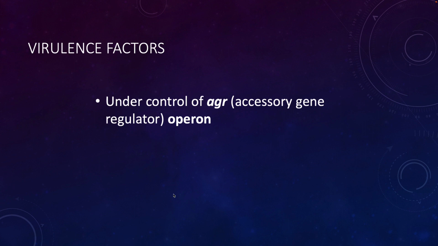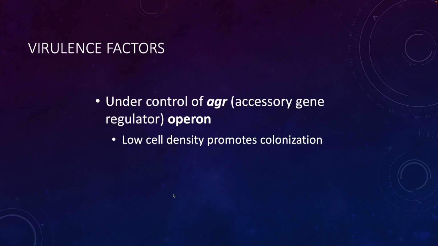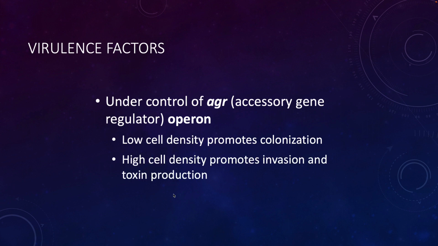The virulence factors produced by Staph aureus and other staphylococcal species are under the control of an operon called the AGR, or accessory gene regulator operon. What we see with this organism, they are able to do quorum sensing, and when they're at a low cell density, so when they don't detect a lot of the autoinducer molecule, that promotes the genes that are helpful for colonization. So a lot of growth, right? Once they reach high cell densities, as determined by the concentration of autoinducers, that's when they will begin to produce the genes necessary for invasion and toxin production.